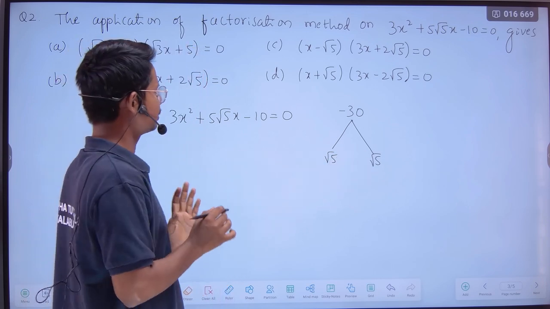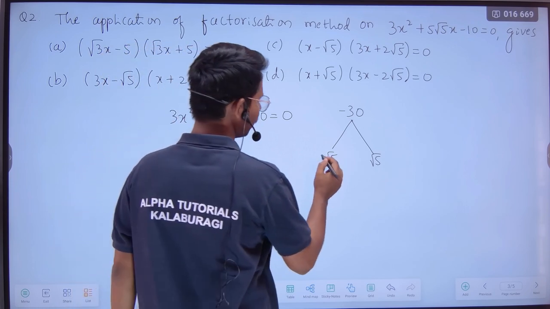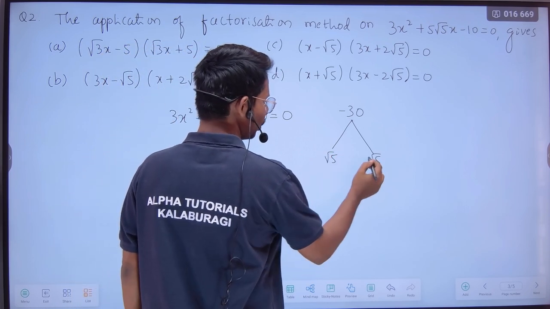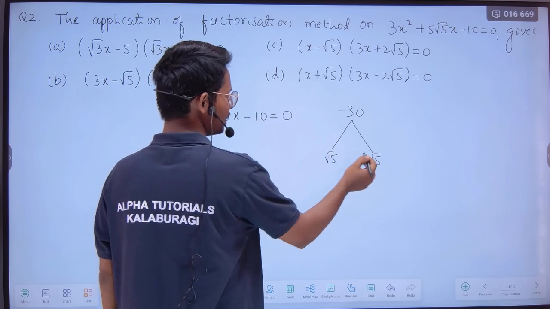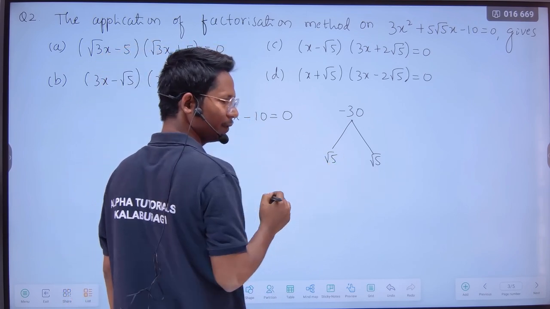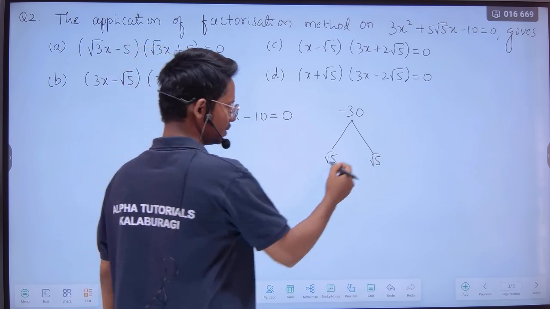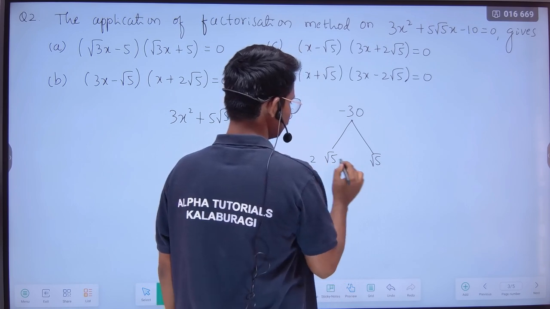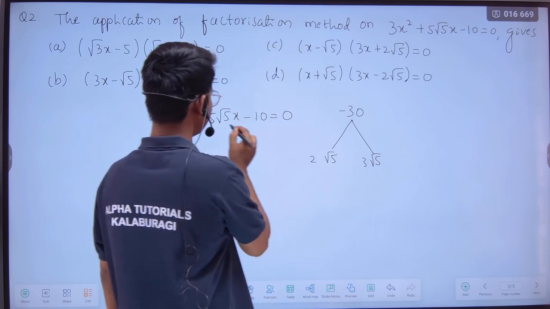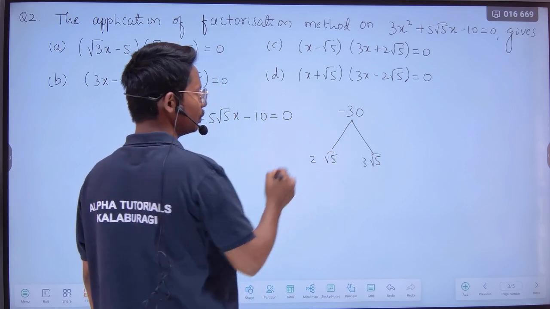Now you have to make changes. I need the sum 5 root 5, so plus 5 means I'll go with 2 and 3. 2 plus 3 will be 5, but root 5 into root 5 will be 5. 5 into 3 is 15, but I need minus 30. Suppose if I write 2 and 3, if I add I'll get 5 root 5, and if I multiply I should get minus 30. With this I am not going to get minus 30.